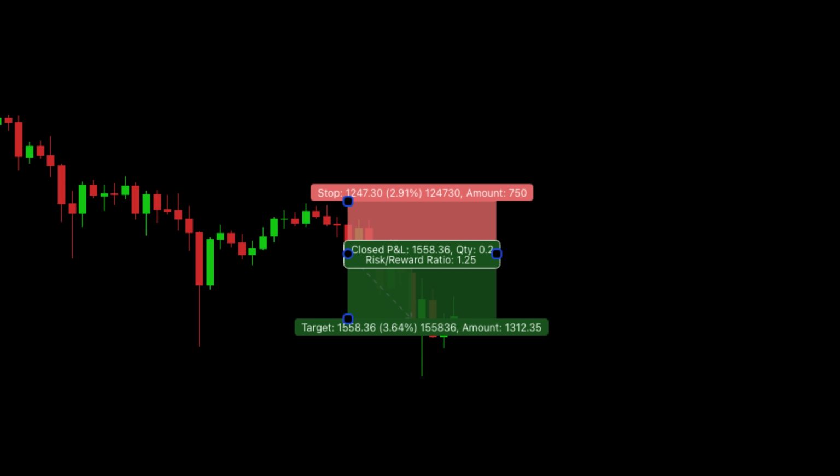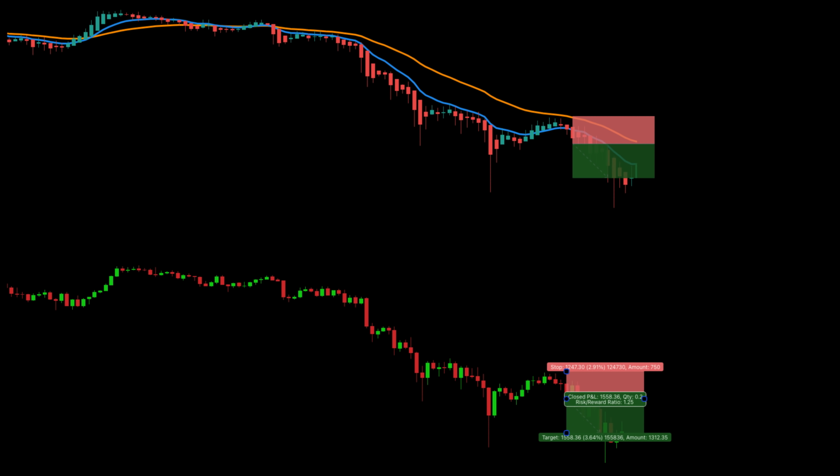winds up with a solid 1.25 risk versus reward. I'm going to share with you my thoughts on how we can improve this system along with a Trader's Landing score.